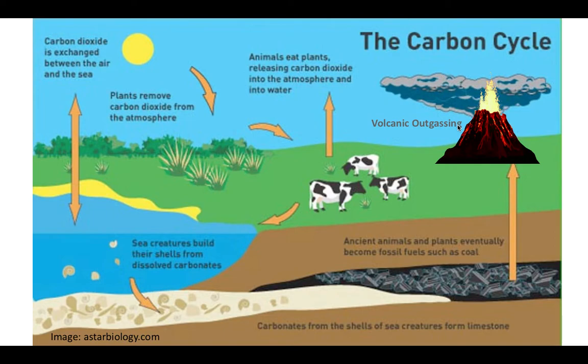Typically, we think of volcanoes maybe erupting lava, something like that, but they also are releasing a lot of gases that were previously stored as fossil fuels in Earth's lithosphere. So that process is removing carbon from the lithosphere and transferring it to the atmosphere through volcanic outgassing.